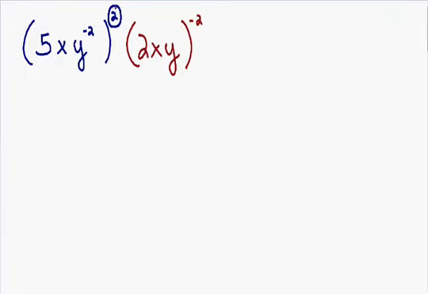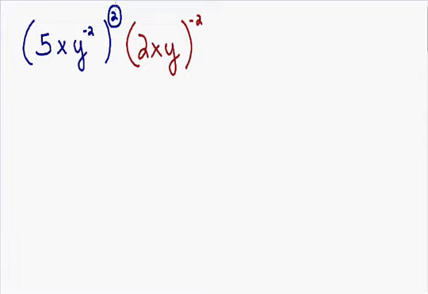And whenever you see a problem like this, you can use a property very similar to the power rule to get rid of the parentheses. You can take this outside exponent of 2 and you can multiply it by every exponent inside of the parentheses. So let me show you what I mean by this.